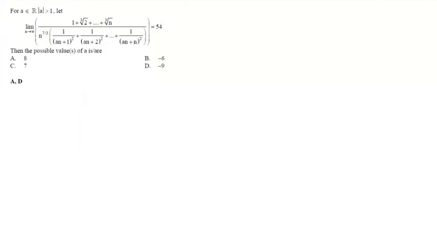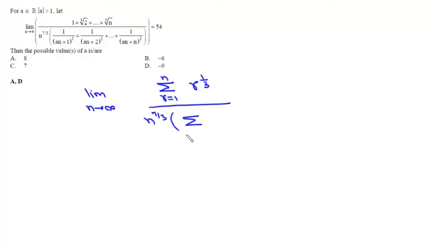Now here the question is, we are given this limit, n tends to infinity, and we can write this numerator as the summation r varies from 1 to n of r to the power 1 by 3, and this is n to the power 7 by 3, plus this summation r varies from 1 to n of 1 upon (an plus r) whole square.